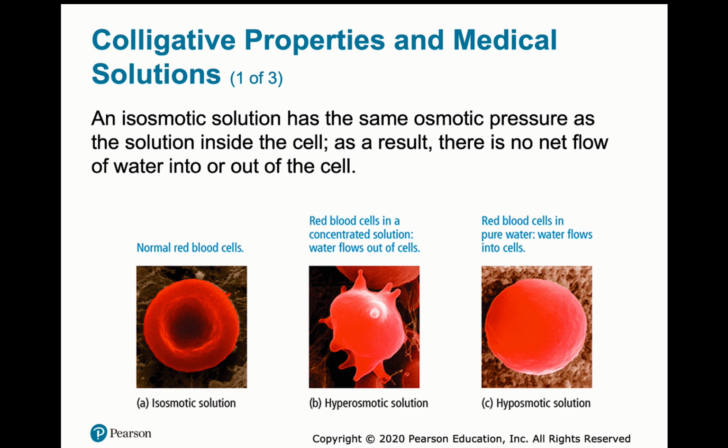And some of these medical applications: an isotonic solution has the same osmotic pressure as the solution in the cell, so there's no net flow of water in or out of the cell. This is very important for IVs, of course. So here's a normal red blood cell. If you have a hyperosmotic solution, so if you have too much salt, that means that water will flow out of the red blood cells, and you'll get shriveled up red blood cells.